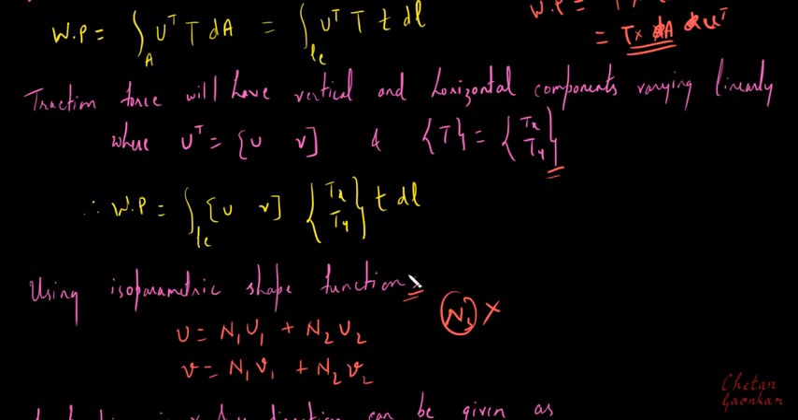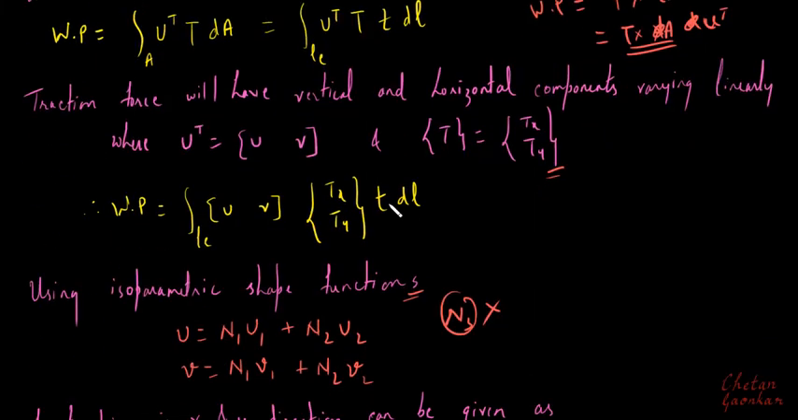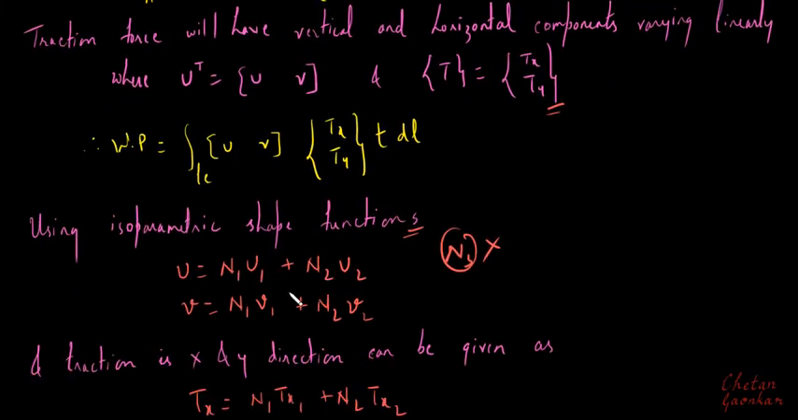So therefore we have restricted ourselves only to this. The displacement at anywhere in between here can be denoted in terms of the nodal displacements u1 and u2 by using shape functions N1 and N2. Similarly, v, that is the displacement in the y direction, can be denoted in terms of the nodal displacements v1 and v2 in terms of the shape functions N1 and N2.